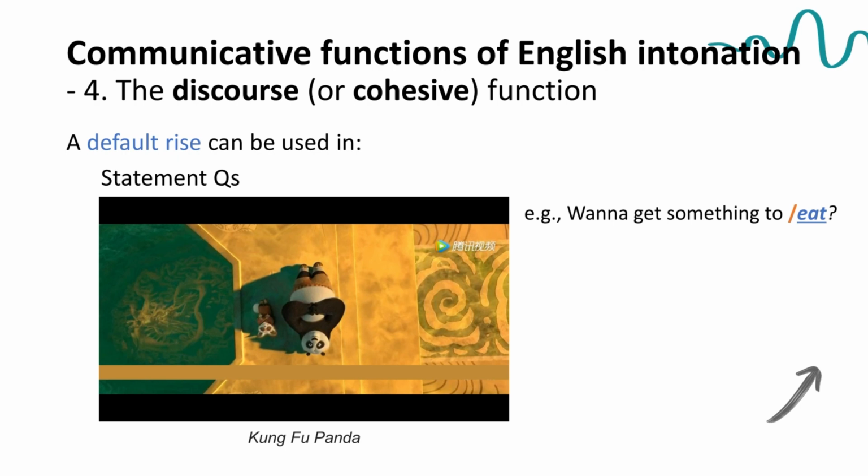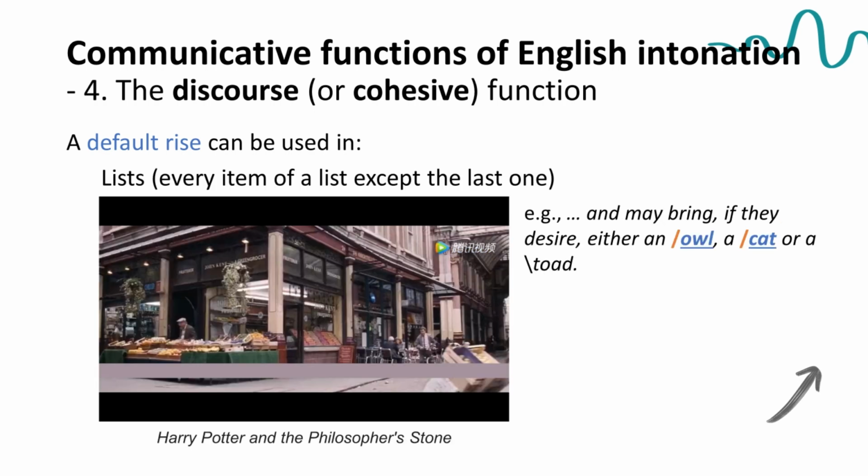You can consider this sentence as a full yes-no question, like "do you want to get something to eat?", so it would be easier for us to understand. In lists, the tone on non-final items is normally a rise. Now let's watch the video clip from Harry. Please just focus on the first and second items, owl and cat.